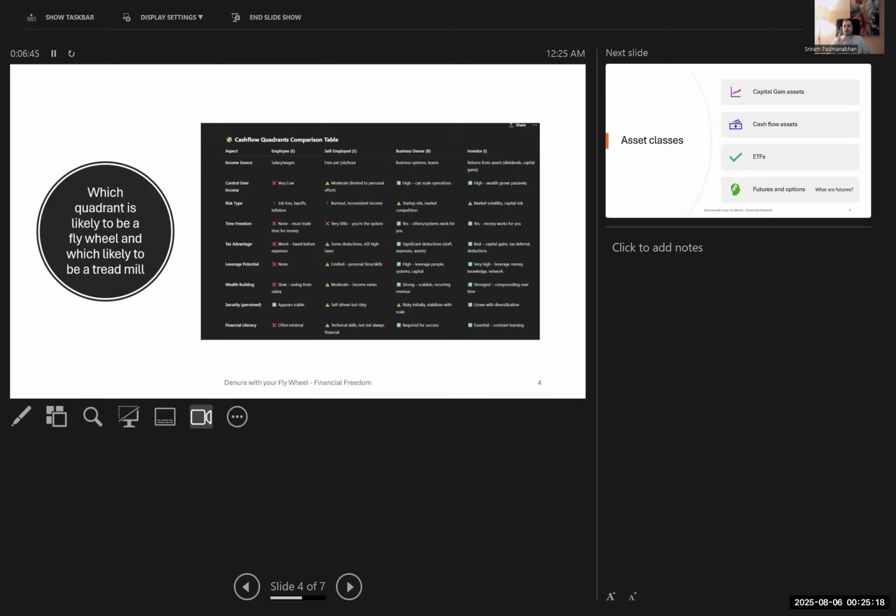Self-employed, employee, business, as well as investor. Every quadrant has its own mindset. So the question that we need to ask ourselves is which quadrant is likely to give us a flywheel and which quadrant is likely to give us a treadmill.